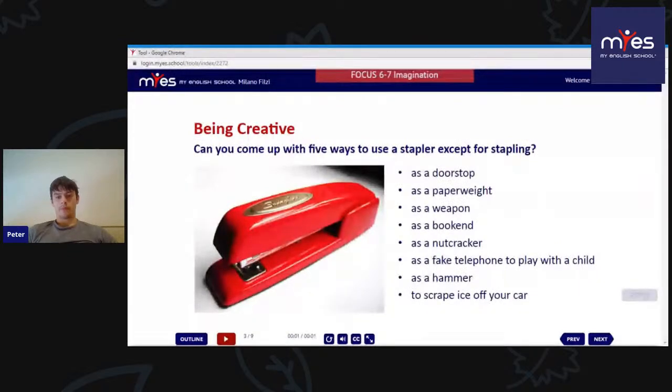Okay, wow. We can use a stapler as a doorstop, as a paperweight, as a weapon, as a bookend, as a nutcracker, as a fake telephone to play with a child, as a hammer to scrape ice off your car. All right, so lots of different ways to use a stapler, apparently.